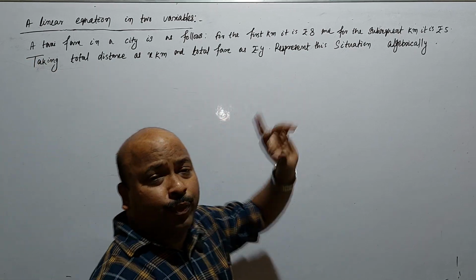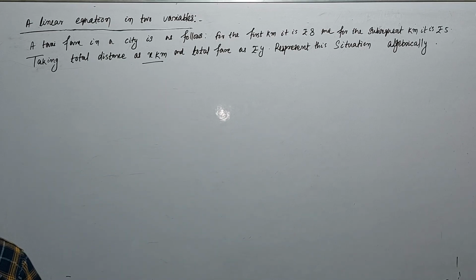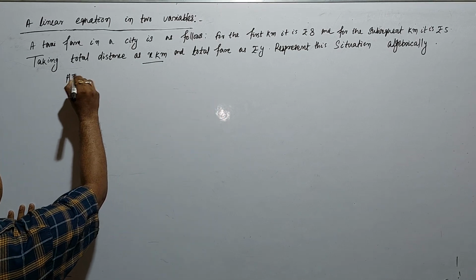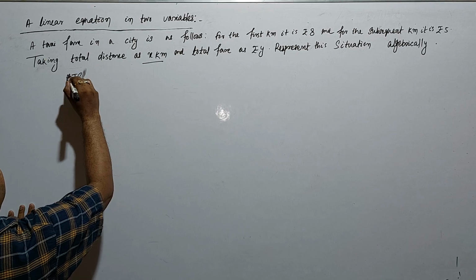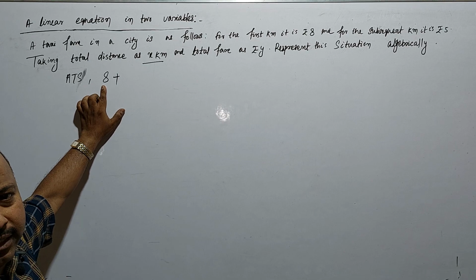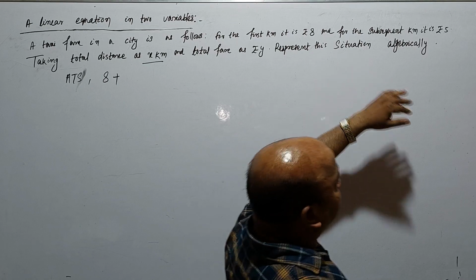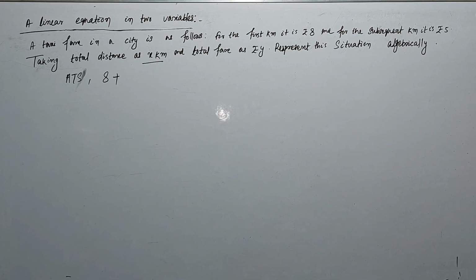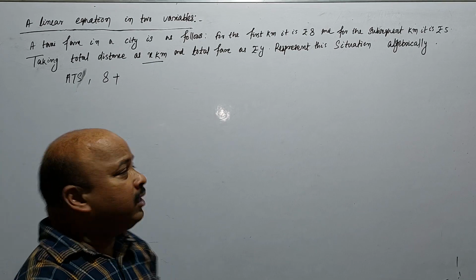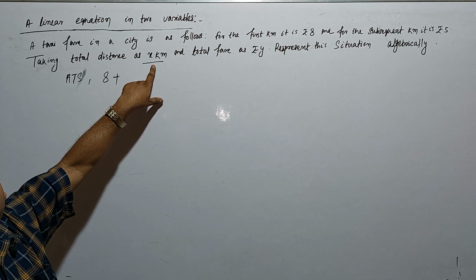For the first kilometer is rupees 8, and total distance is x kilometer. Okay. So, first kilometer is rupees 8. So what do you write? According to the problem, according to the situation, we write 8 rupees. Means first kilometer it is rupees 8. This is the fixed charge, right? And for the subsequent kilometer, means after 1 kilometer, the person has to pay rupees 5 per kilometer. So how many kilometer is traveled? How many kilometer the person traveled?